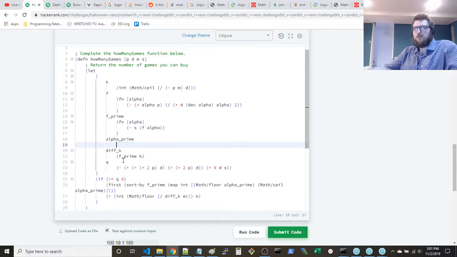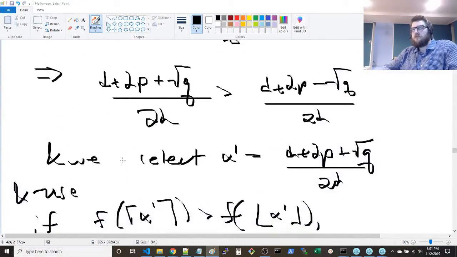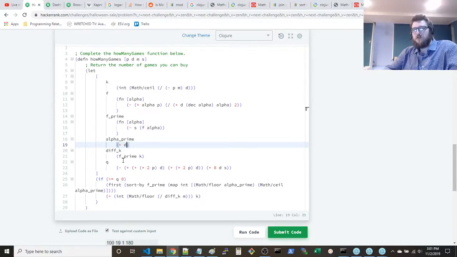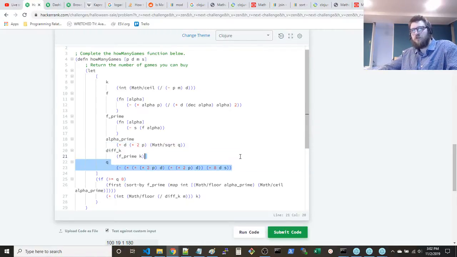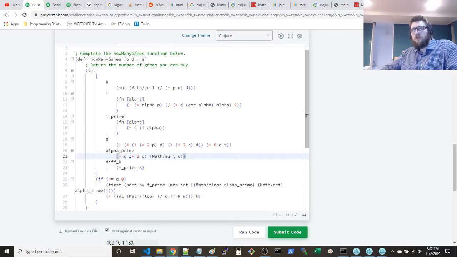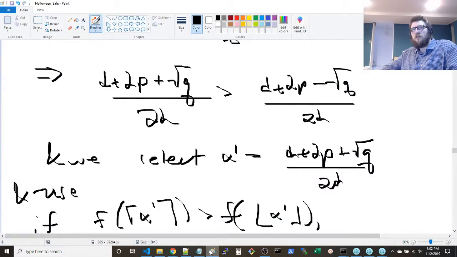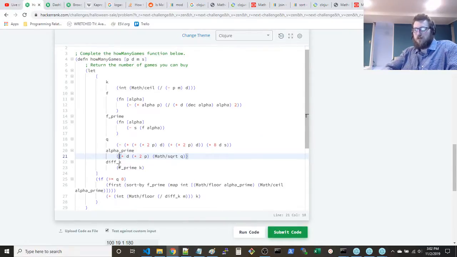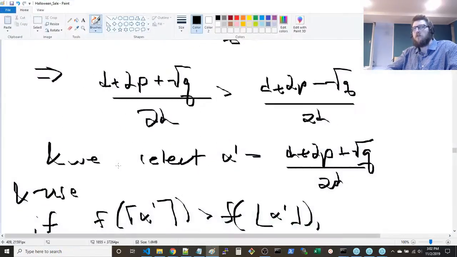Not this value at all, no. D plus 2P, so add 3 things: D, 2P, square root of Q, which is defined below or above, and over 2D.